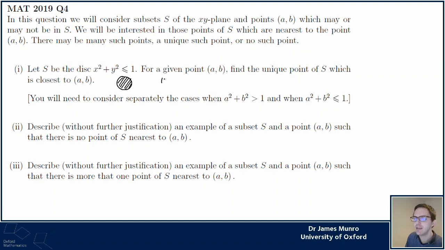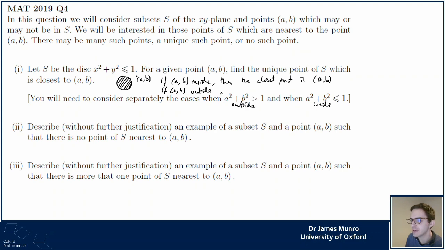Okay, so if (a, b) is inside, then the closest point, sort of strangely, is (a, b) itself. A distance of zero away, that point is in S, so the closest point in S is the point itself. Can't get closer than that. If (a, b) is outside, I suppose these are the two cases in this hint here. a squared plus b squared greater than 1 is outside, and this is inside.